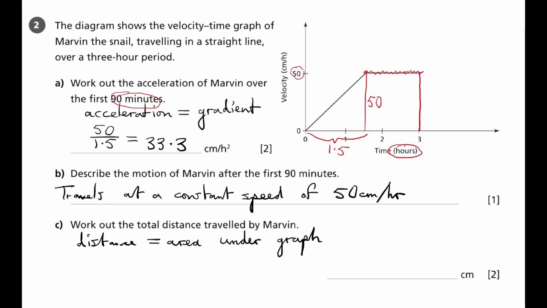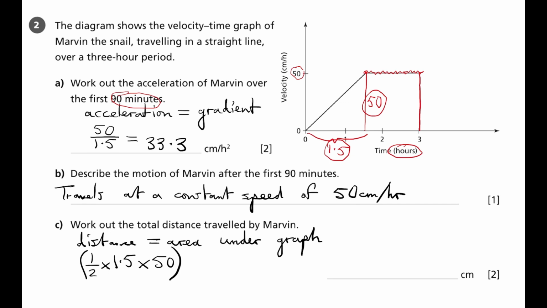So the shape under the graph is a trapezium. We could work out the area of the whole trapezium using the appropriate formula, or we can break it down into the triangle and the rectangle, which is the way that we'll do it now. So for the triangle, the base is 1.5 and the height is 50. So the area of the triangle is half the base, half of 1.5, multiplied by the height, which is 50.